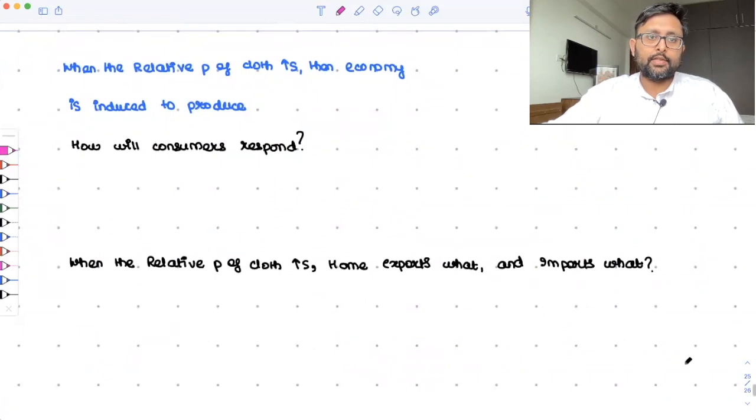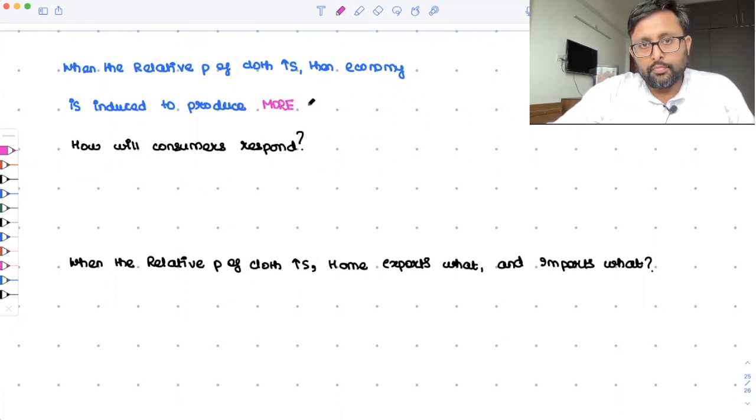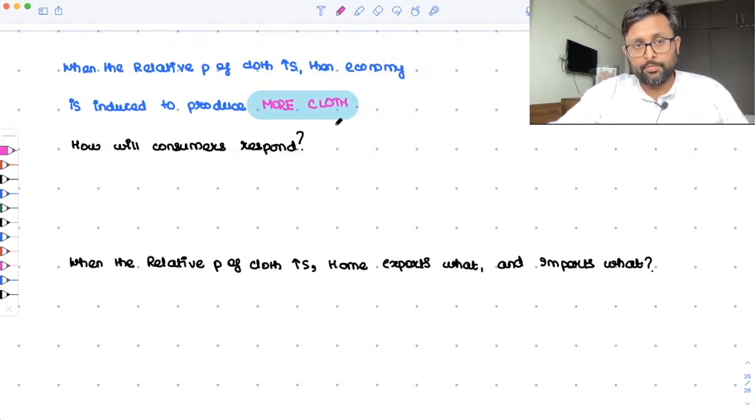Now the question which arises is this. When the relative price of cloth has increased in the economy, what is the economy going to produce more of, cloth or food? Don't you think there is an incentive for the economy to produce more cloth? So the economy will be producing more cloth when opening up to trade has increased the relative price of cloth.